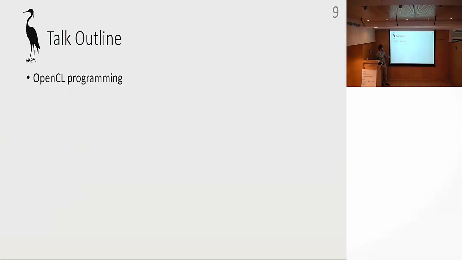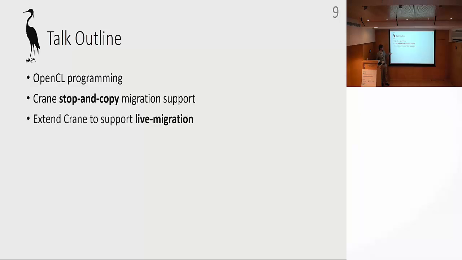So here's the outline of our talk. First, we'll talk about OpenCL programming, just a brief overview. Then I'll show you how we support stop and copy migration. Then I'll show you how we can extend stop and copy migration to live migration. And then I'll finish with an evaluation.